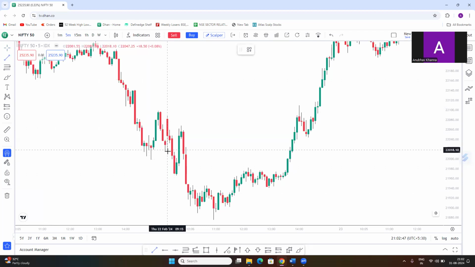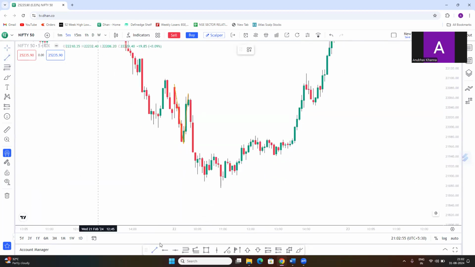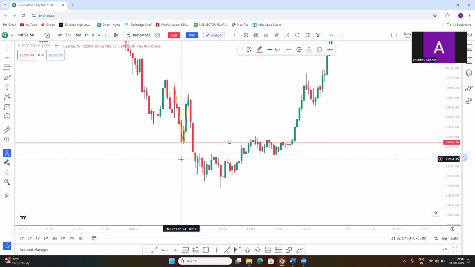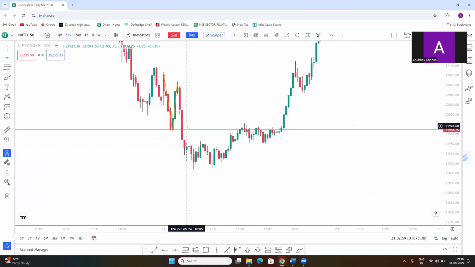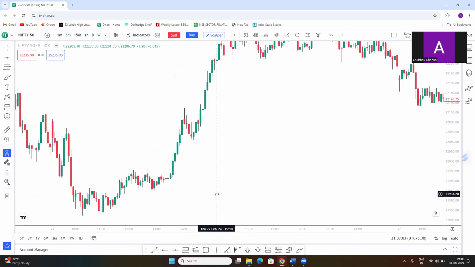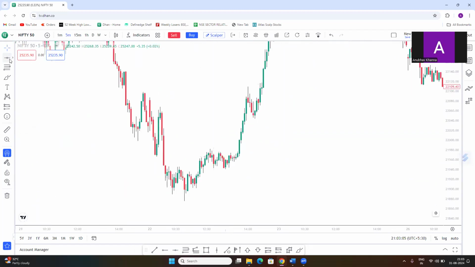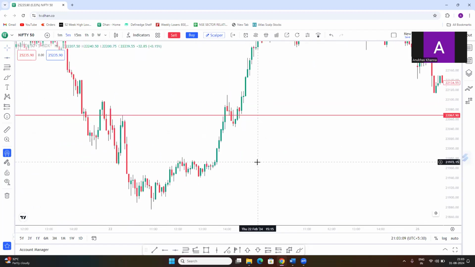Now let's come to the next day. So next day, this fall came continuously and a jump came. But see this, was there any green candle here to short? No, there was not. So I cannot short this trade. However, we have this thing in the picture with us.